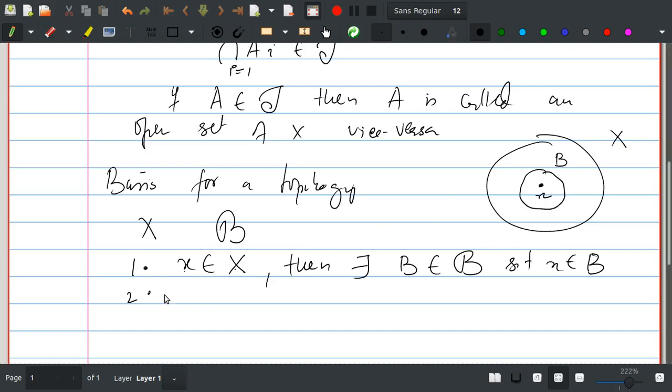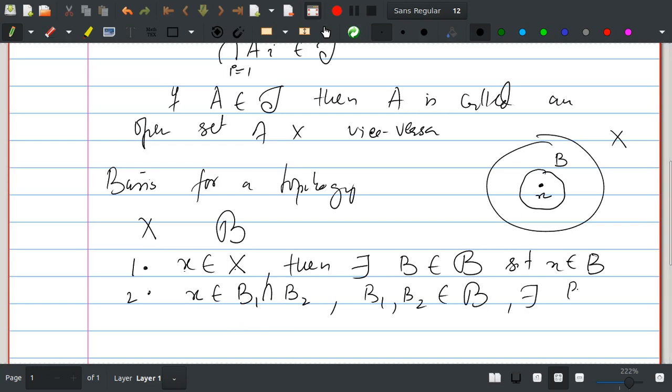And the second condition is that suppose there are two basis elements B1 and B2, I mean there are two elements, say B1 and B2 in this script B, which contain x. These B1 and B2 are the elements of this fancy B. So if this is the case, i.e. if x is in the intersection of two elements in this collection, then there must exist another element b3 in this fancy b, such that this x is in b3 and this b3 is contained in this intersection.